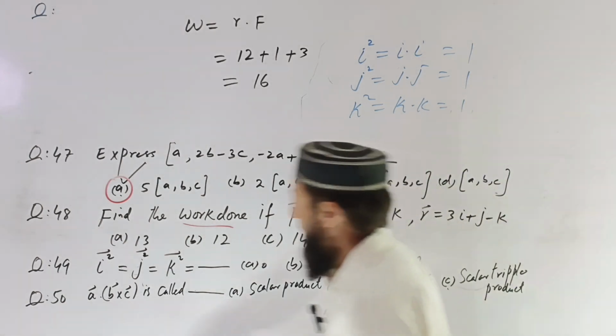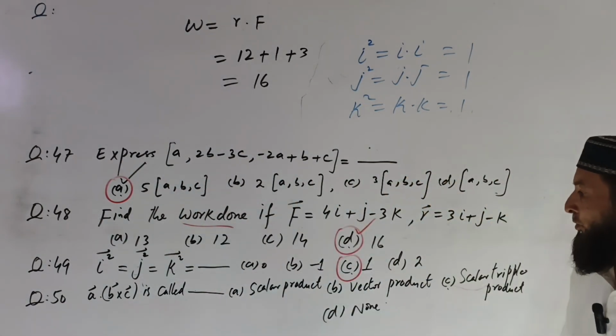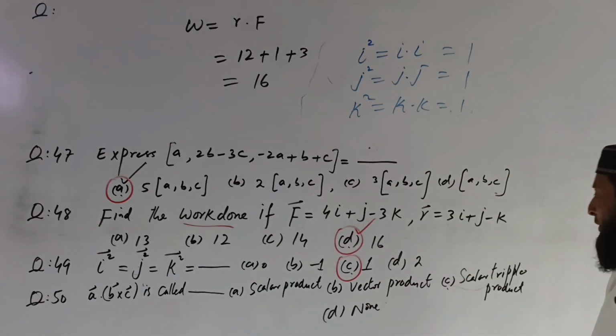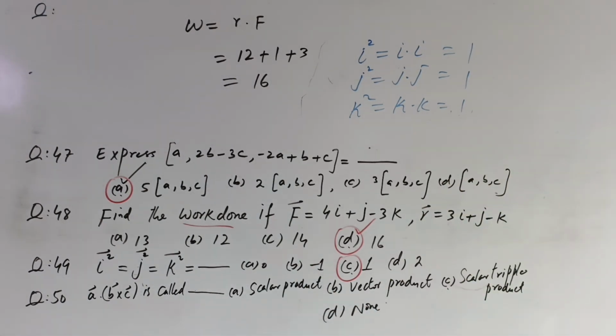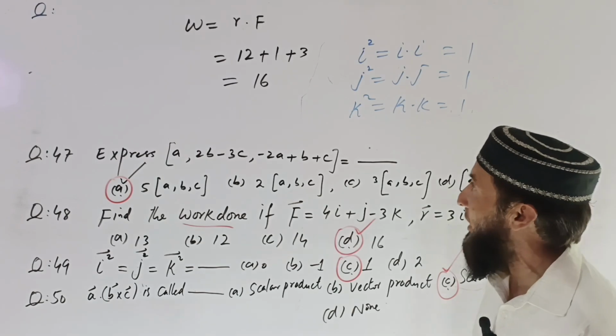Question number 50: A dot B cross C is called what? Scalar product? No. Vector product? No. This is the definition of scalar triple product. So the correct answer is C, because A dot B cross C is the scalar triple product.